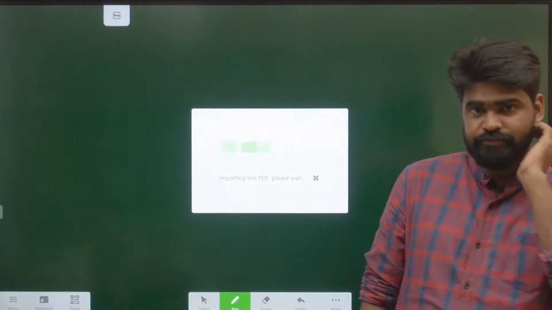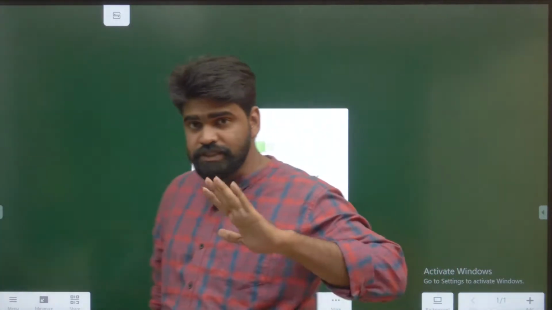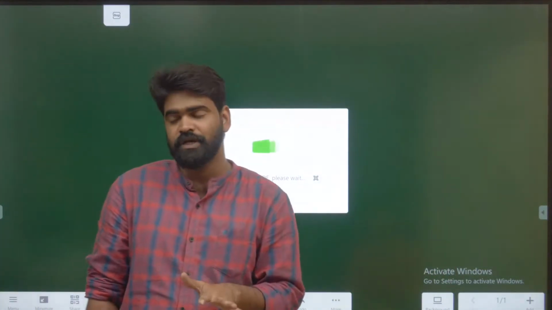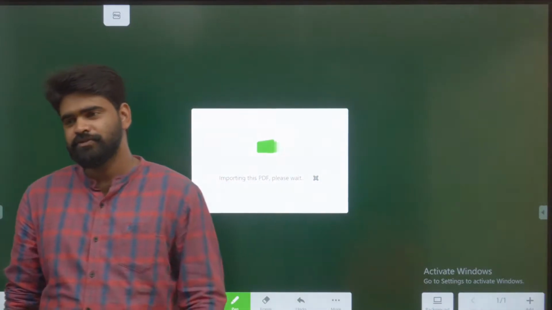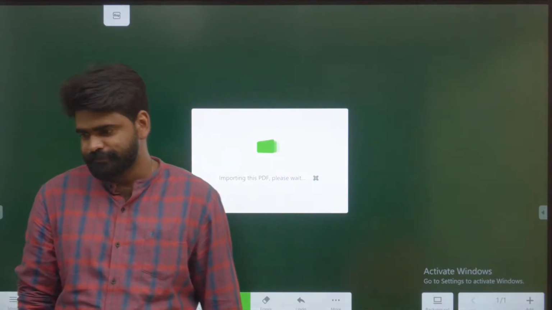Yeah, it's taking a while to open the PDF, and then we'll start. Today we are going to see the genetics chapter from the NCERT point of view, okay? Earlier also we were doing the same thing, but now we are going to see the NCERT directly.